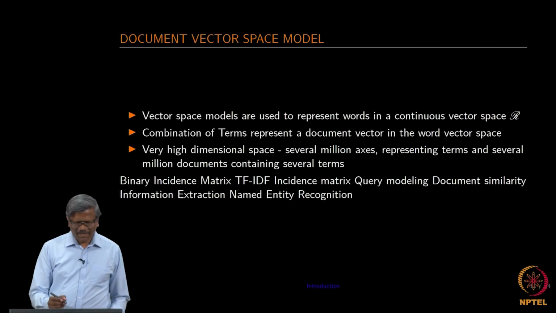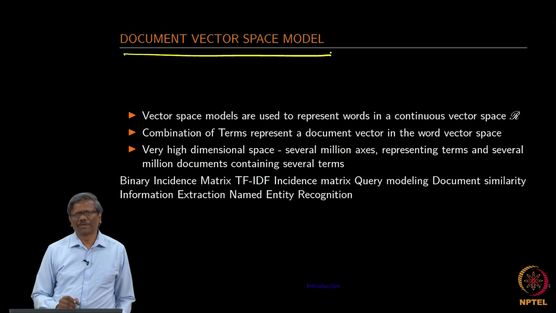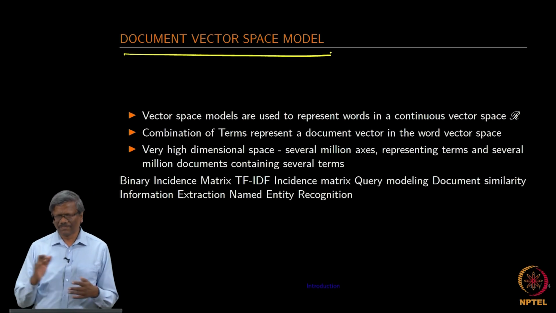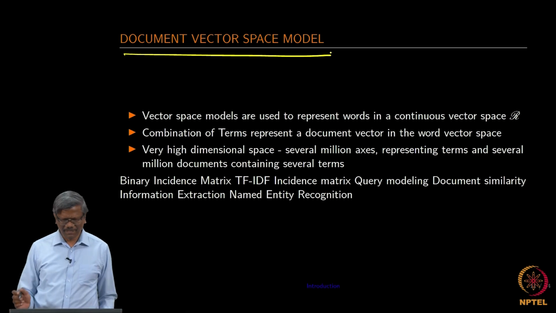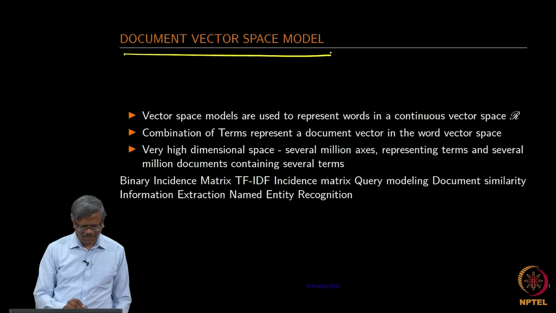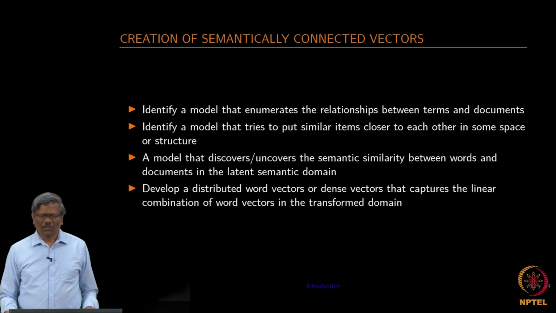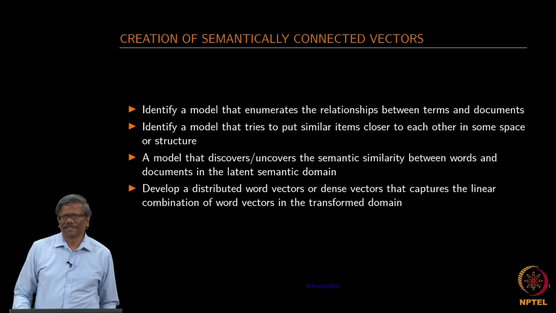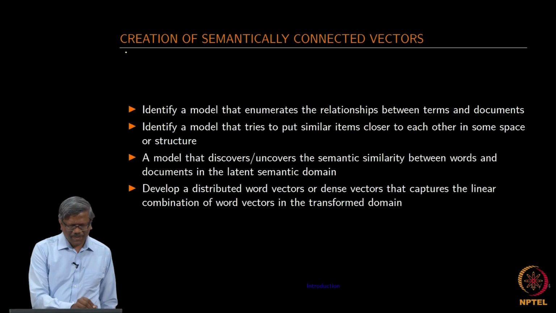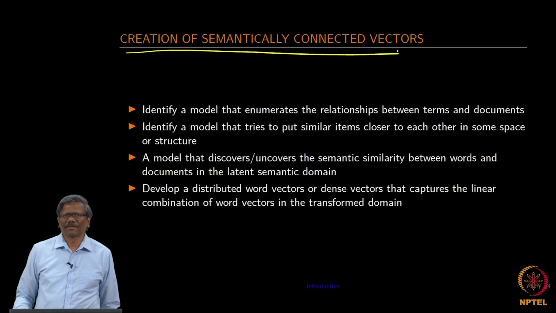So, as I mentioned, we need to be able to plot them in the axis and try to minimize the number of axes, so that we have fewer variables to deal with. So, we will talk about this in one of the lectures in the following weeks. Okay. So, once we are able to represent these words in a certain way, can we create semantically connected vectors?